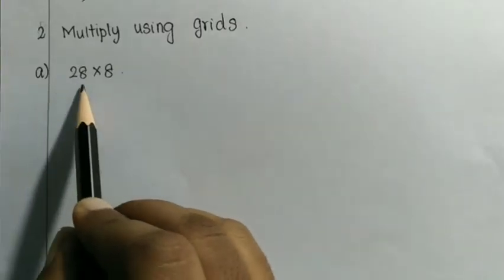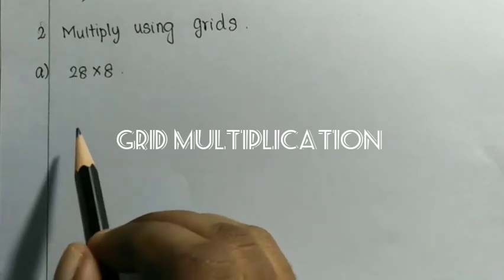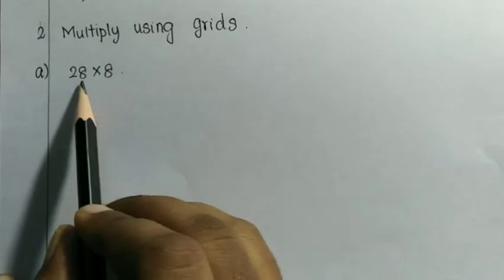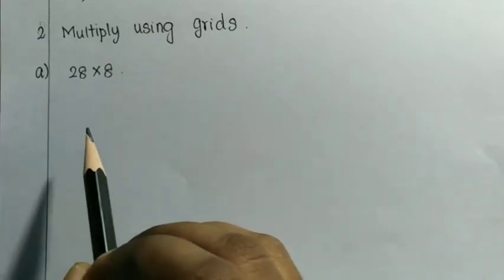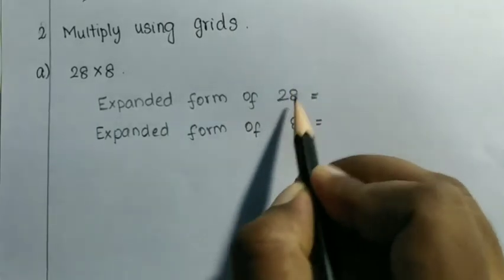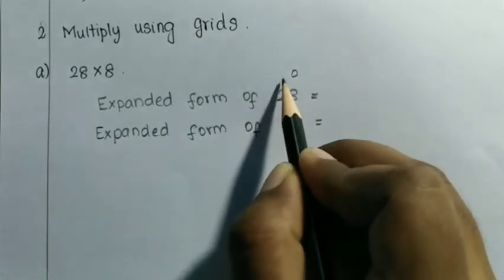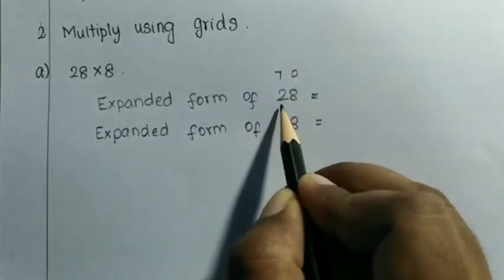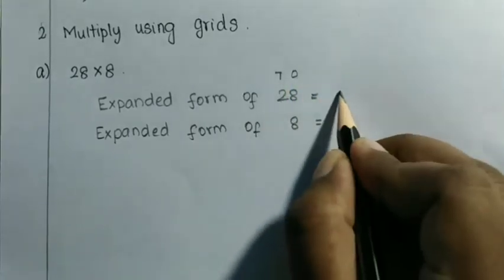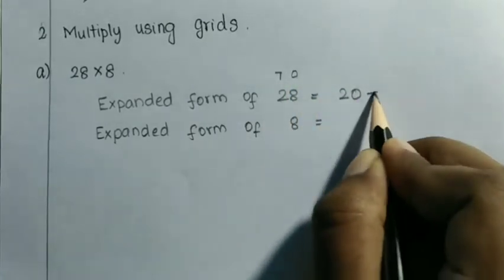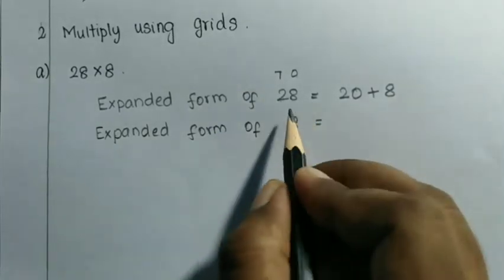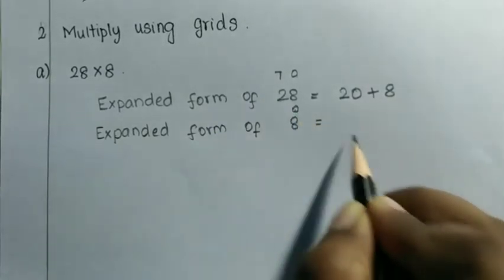First one, 28 into 8. Now let us learn how to multiply using grids. Before proceeding, let us write the expanded form of the numbers 28 and 8. The expanded form of 28: 8 is in 1's position, 2 is in 10's position. So the expanded form is 2 10s and 8 1s. So 2 10s means 20, 8 1s is 8. Expanded form of 8: it is a one digit number in 1's place, so it is 8.